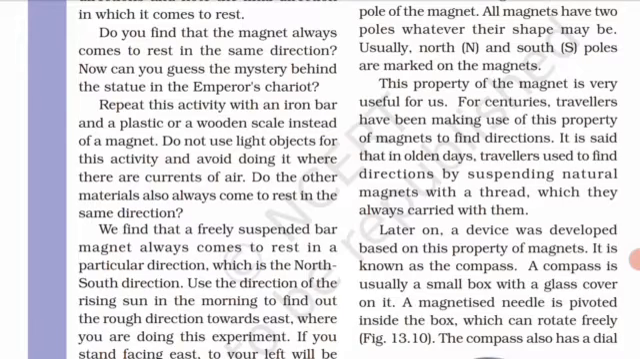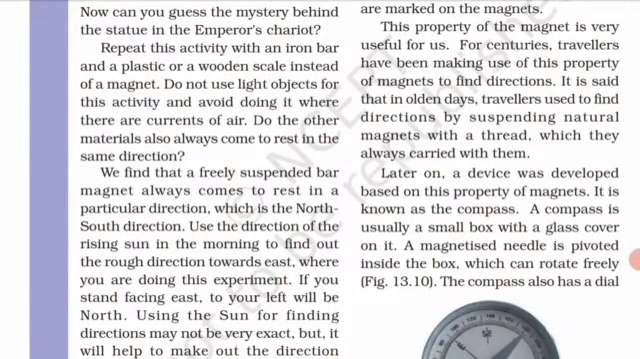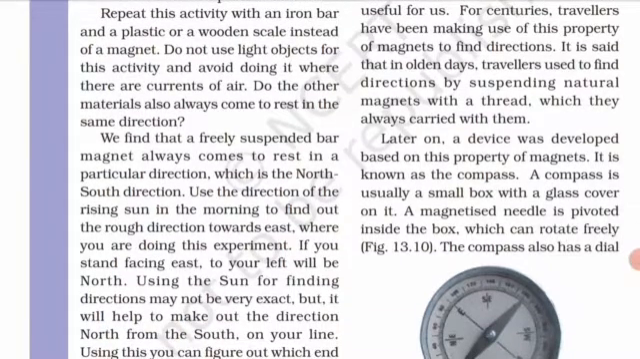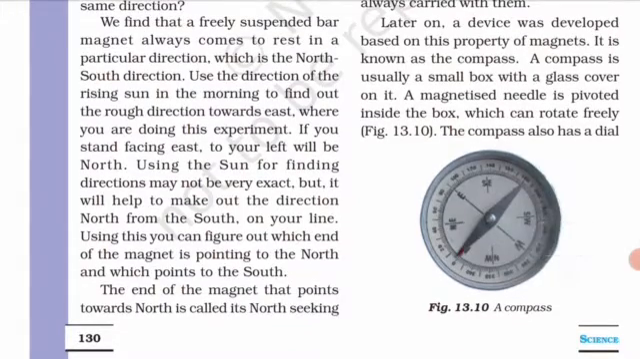Use the direction of the rising sun in the morning to find the rough direction towards east where you are doing this experiment. If you stand facing east, to your left will be the north direction. Using the sun for finding direction may not be very exact, but it will help you to make out north from south on your line. Using this, you can figure out which end of the magnet is pointing towards north and which is pointing towards south. Till here it is clear.